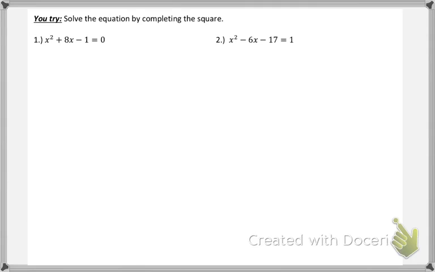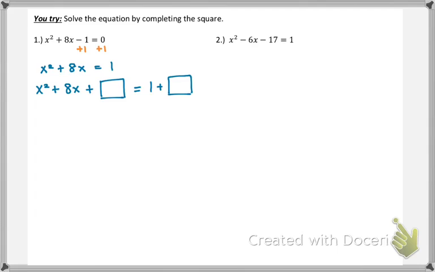So for number 1, I'm going to add 1 to both sides because I can't find two numbers that multiply to give me negative 1 and add to give me 6. So I'm gonna complete the square and temporarily move the 1. X squared plus 8x equals 1, and then I'm gonna add my boxes to make the left side factorable. Whatever I add to one side, you gotta remember to add to the other side. What we're gonna put into that box is 8 divided by 2, which is 4, squared is 16.